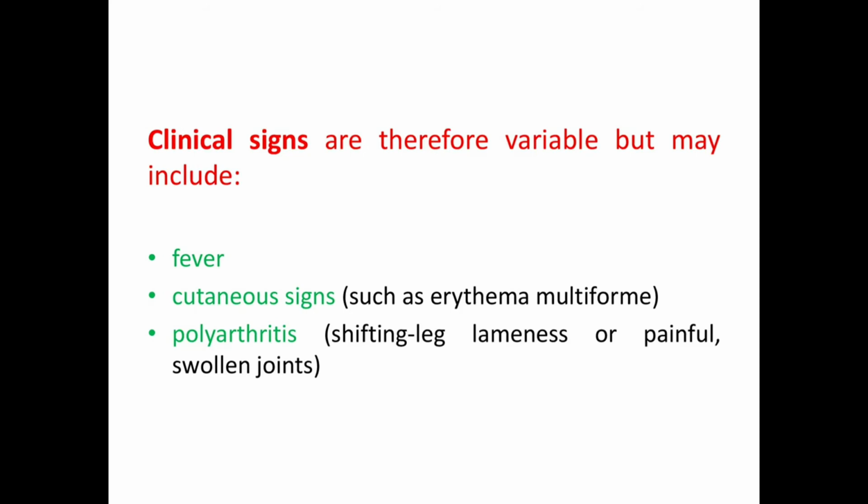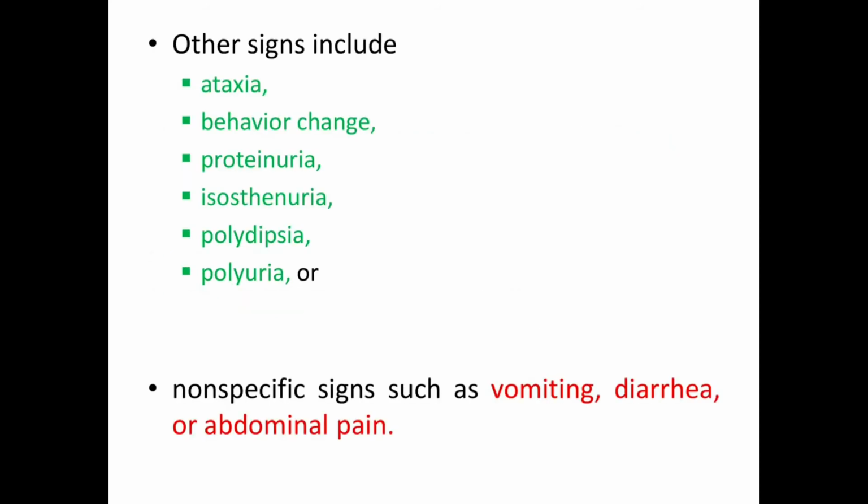The other signs of immune complex deposition include ataxia, behavior change, proteinuria, isosthenuria, polydipsia, and polyuria, or it also sometimes shows non-specific signs such as vomiting, diarrhea, or abdominal pain.